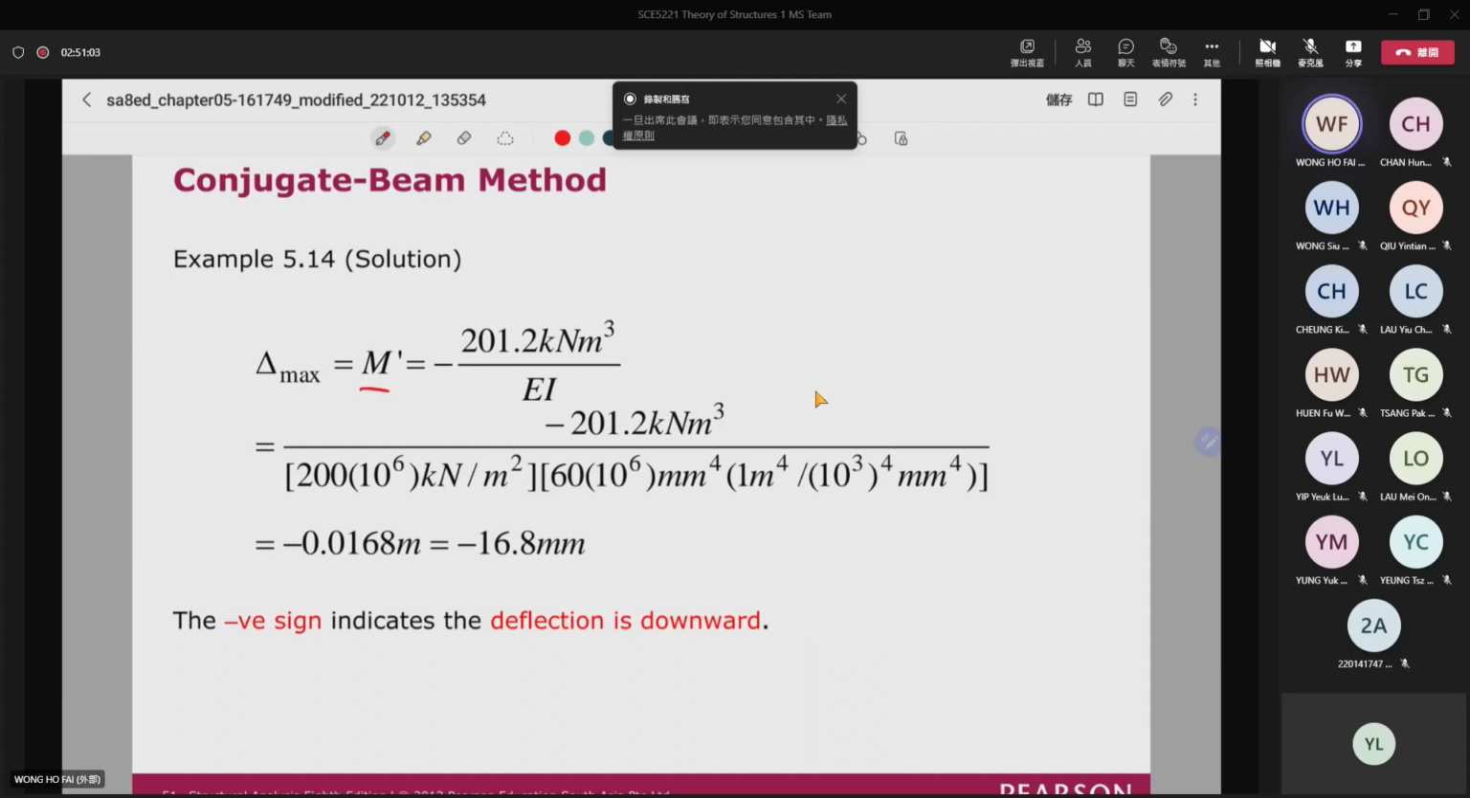And then this moment is actually equal to the maximum deflection. And then from here, you just substitute the values of EI. And then you can get the maximum deflection here is equal to negative 16.8 mm. Then you can get the maximum deflection.